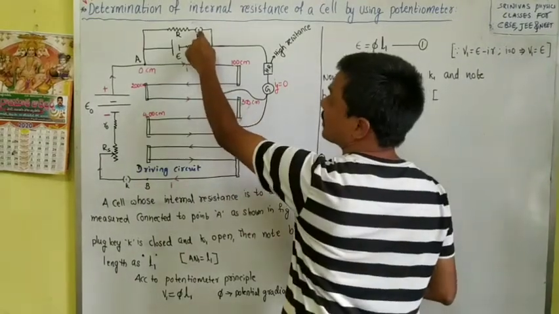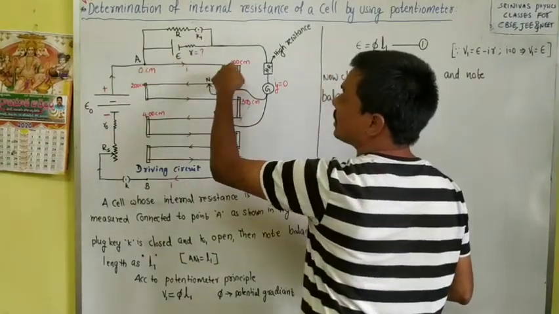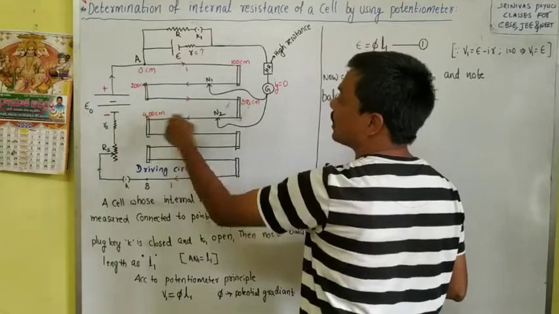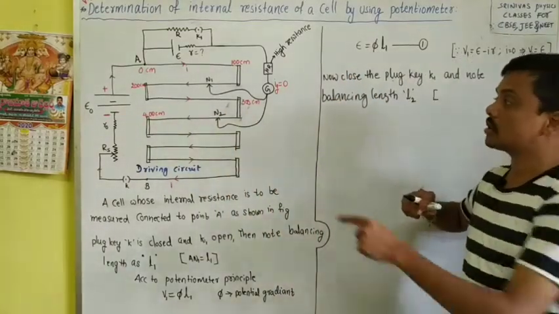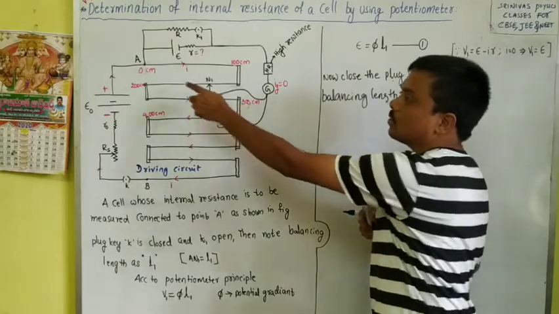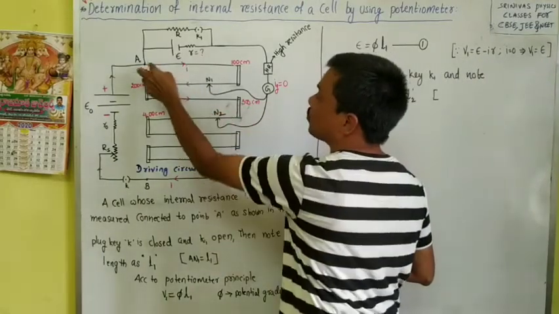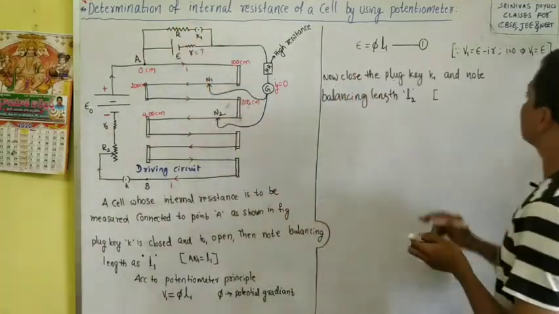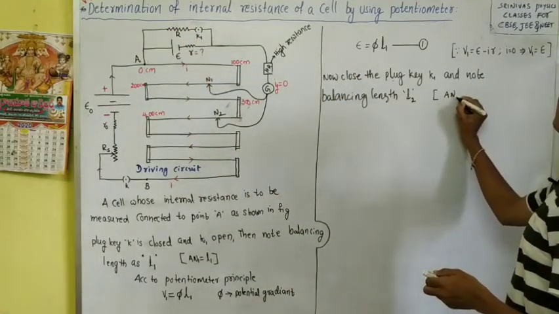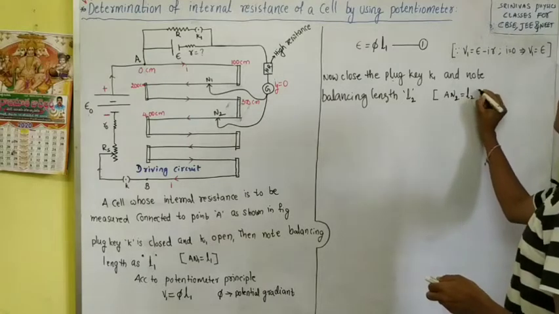After closing the plug key K1, again press the jockey at various points on the potentiometer wire. At a particular point N2, if the galvanometer shows zero deflection, then note the distance of point N2 from A, that will become the balancing length. That is AN2, which we get as L2.